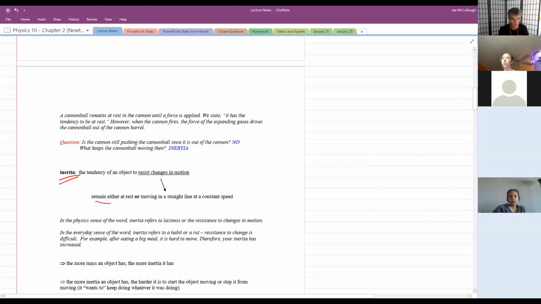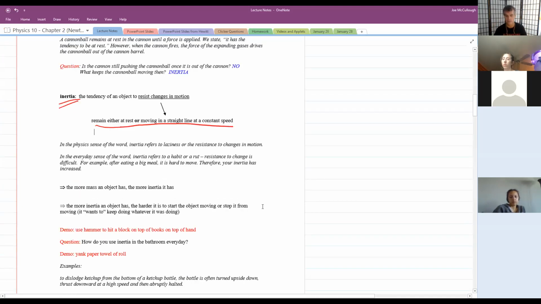So what we know is objects tend to remain either at rest or moving in a straight line at a constant speed. This goes against what Aristotle taught. He taught that objects would naturally go to their resting place, either on the earth or straight up, depending on what they're made of. What we now know is that that's not true. An object tends to stay at rest if it's already at rest, but if it's moving, the natural tendency is to keep moving in a straight line at a constant speed forever. Now, what does inertia depend upon? Inertia depends upon mass.